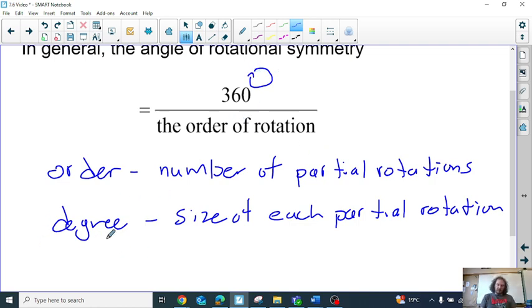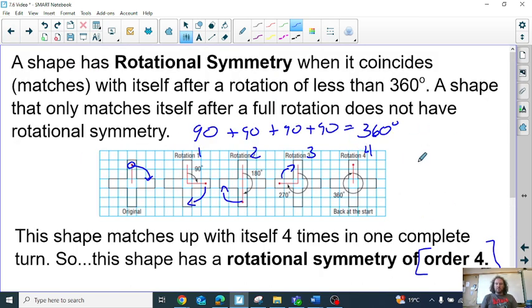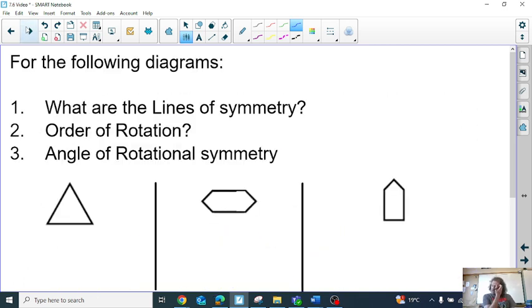Then to find that degree, to find that size, what we're doing is taking that 360 and dividing it by the number of partial rotations we had to make, or in other words, dividing it by the order. So for that previous example, if I wanted to find that 90 degrees we were talking about, if I didn't already know it was 90 degrees, I would take my 360 and divide it by my order, which is 4, and we can see that that is in fact going to be 90.